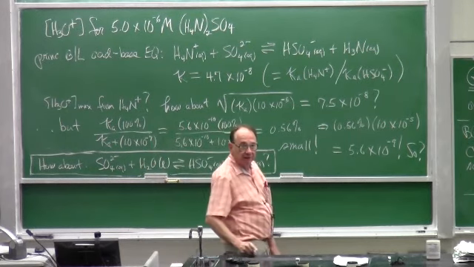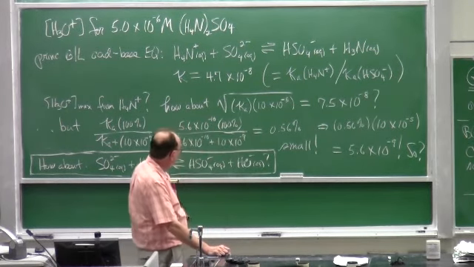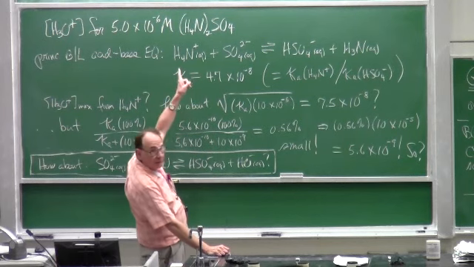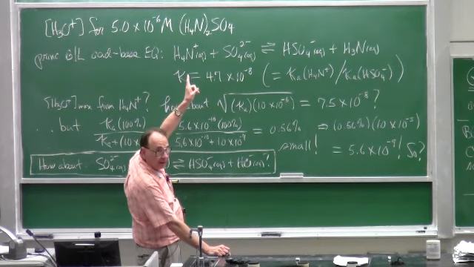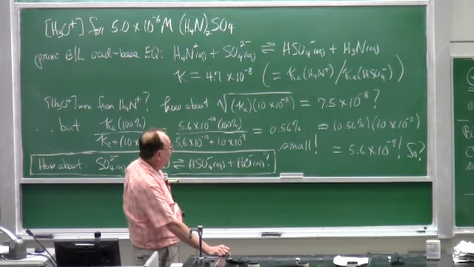Where did you get the 1.0 times 10 to the negative 5? That's the concentration of ammonium ion in this solution. All right.